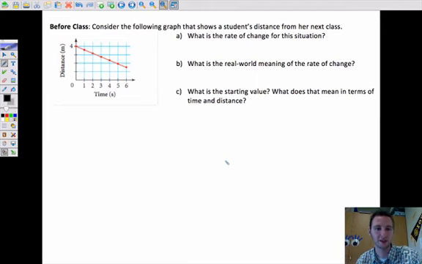Okay. Your before class, if you look at the graph down here, it shows a student's distance from class. So they start up here at this distance away, and as time goes on, as the seconds tick by, she gets closer and closer to class. Her distance to class decreases. Okay, so your job for the before class is to, like I did in the last example, look at what is the rate of change for this situation, and you may have to estimate, what is the real world meaning of the rate of change, and then what's the starting value, and what does this mean in terms of this situation with the student and their distance from class.